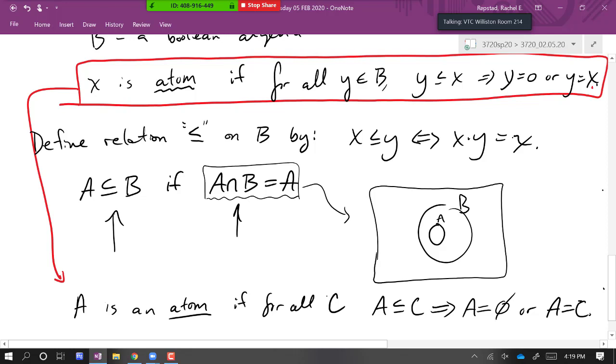So A is an atom. An atom is like a really small thing, right? And that's the sense that we're trying to convey. A is an atom if no matter what set we pick for C, if A is contained in C, if A is a subset of C, it's either the empty set or it's the set itself.